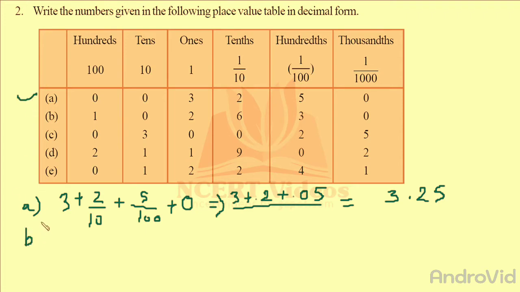B is 101. We have 100. So we'll write 100 as it is. Add no tens but 2 ones. So 0 for tens and 2 ones. Now dot part. It is again 0.